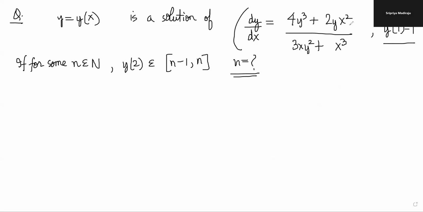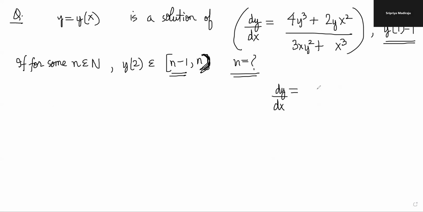Again, this is a differential equation. y of 1 is 1. If for some natural number, y of 2 is bigger than n minus 1 and smaller than n, then what is n? Okay, so we have to solve it. Yeah, I could solve the equation, but it's about the second part. What will we do to solve this here?